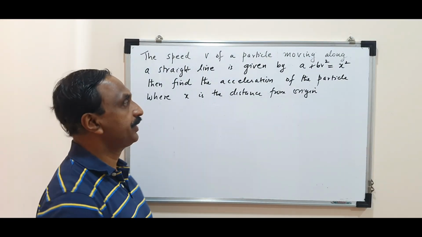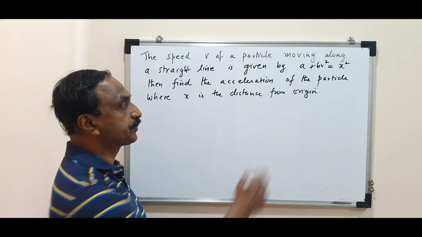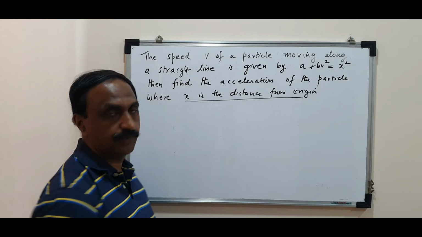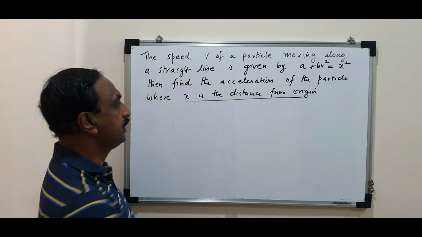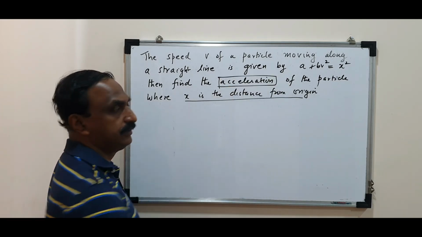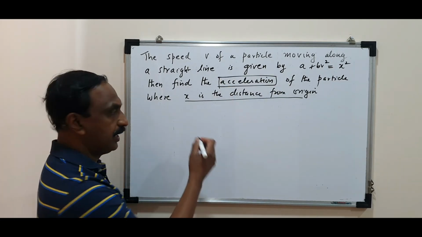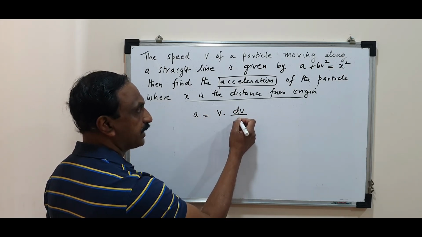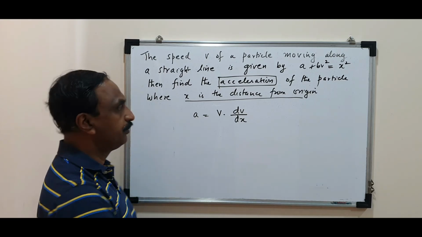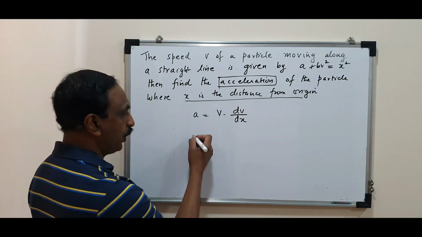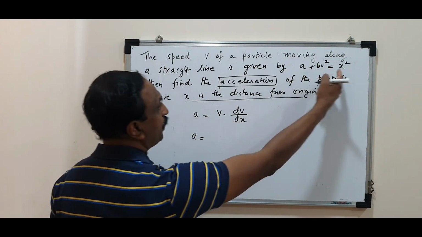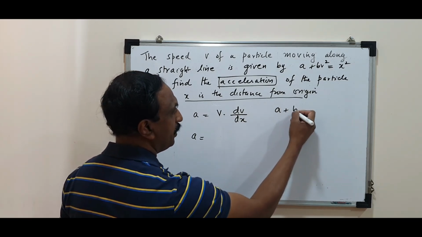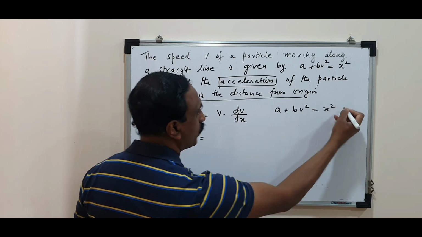Okay. In this problem, the relation between velocity and displacement is given. x is the displacement, the distance from the origin. v is the velocity, and you have to find the acceleration. So we know that acceleration is v into dv by ds. Instead of s, I'm using x here because x is the displacement. So acceleration is v dv by dx. First we'll find dv by dx. The relation is a plus b v square is equal to x square.